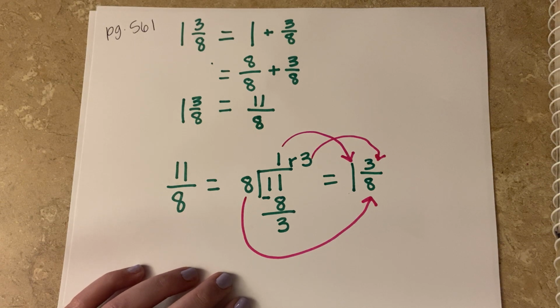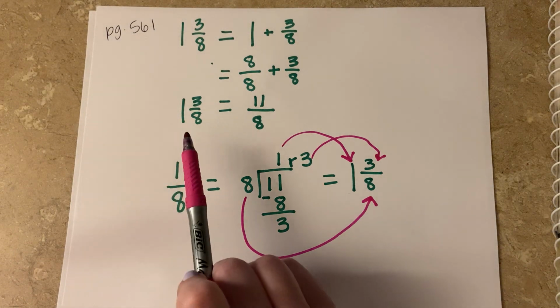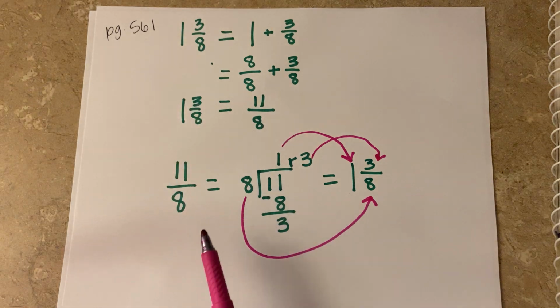Okay, all right, if you have any more questions or want to do more practice, you can keep looking on page 561 for one more example using a number line. But if you still need help or have questions about how to go back and forth between a mixed number and an improper fraction, please let me know.